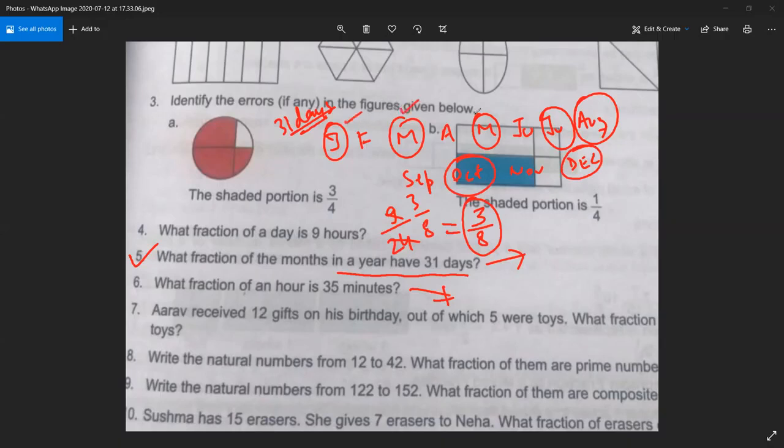So they are 1, 2, 3, 4, 5, 6, 7. So the answer would be 7 by 12. Is it okay? Yes, sir. Okay. Can you do question number 6?